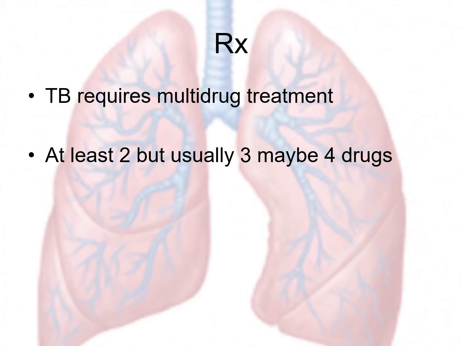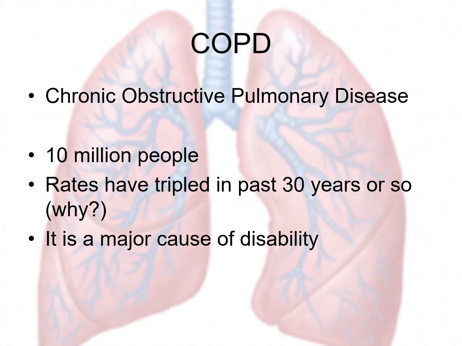Tuberculosis requires multi-drug treatment. INH is usually included. Sometimes when we have a patient who is just PPD positive but really doesn't seem to truly have TB, we'll put them on just INH. But if someone truly has a TB infection, they're usually on 2, often 3, and maybe even 4 drugs, depending on how resistant it is.